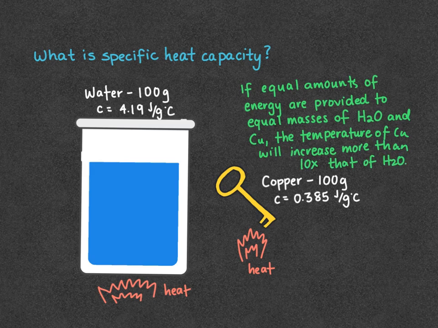So if water's temperature increased by 5 degrees Celsius, we would expect the temperature of copper to increase by approximately 50 degrees Celsius if the same energy input was given to both.